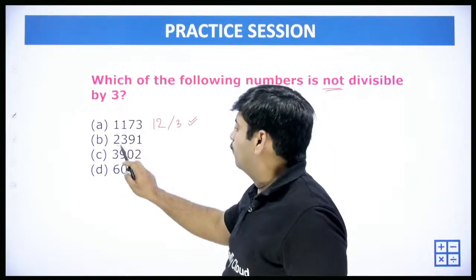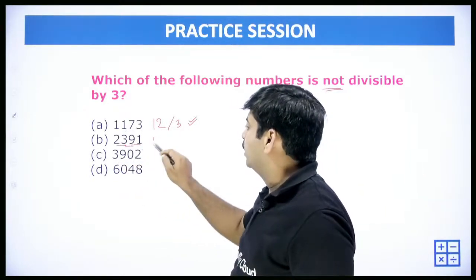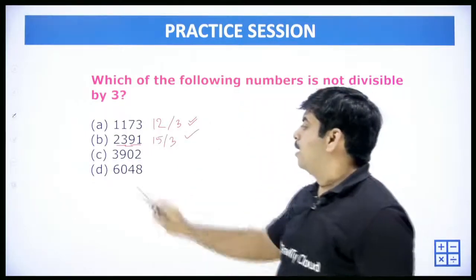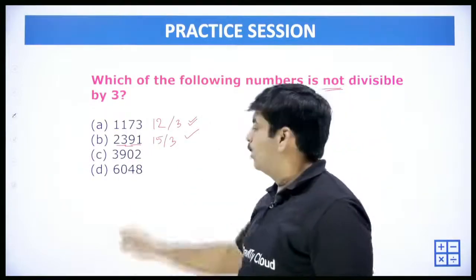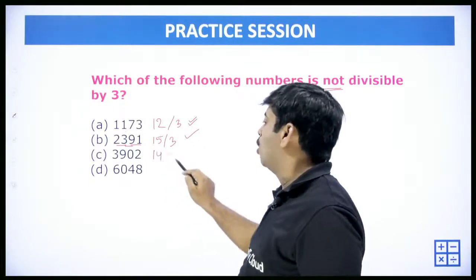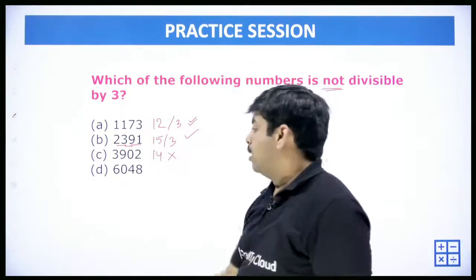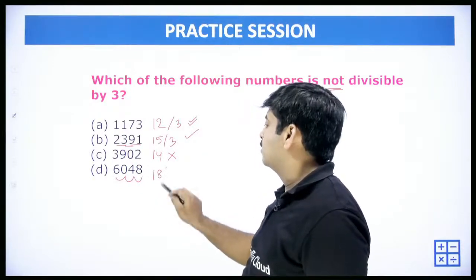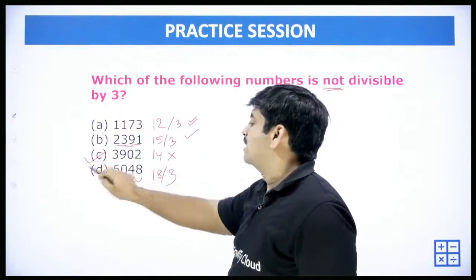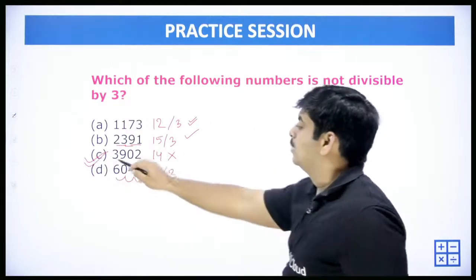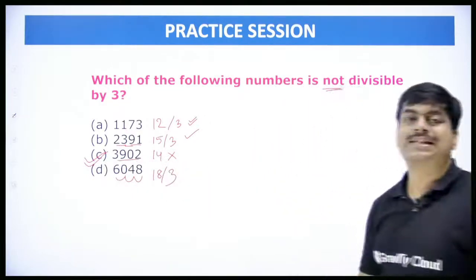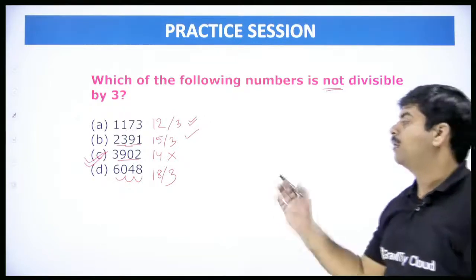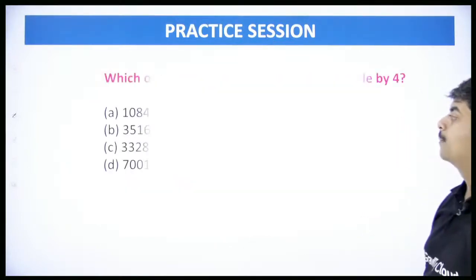3, 4, 5, 5 plus 9, 14, 14 plus 7, 15, is divisible by 3. 3 plus 9, 12, 12 plus 2, 14, 14 is not divisible by 3. 6 plus 0 is 6, 6 plus 4, 10, 10 plus 8 is 18, 18 is divisible by 3. So the correct option which is not divisible by 3 is 3902, option C. Correct? Alright, so let's move forward for the next one.